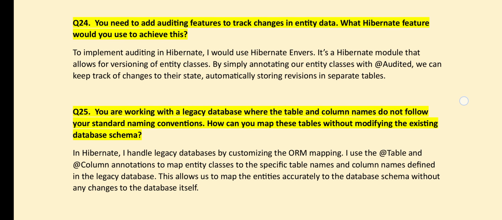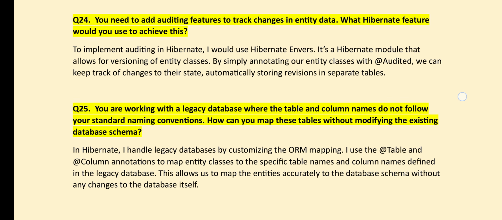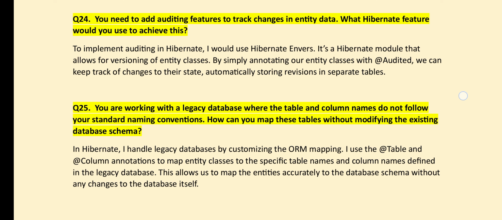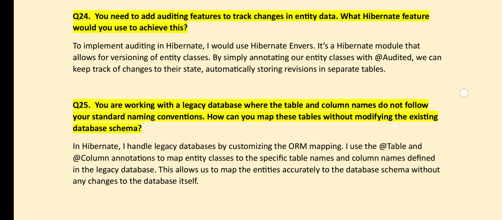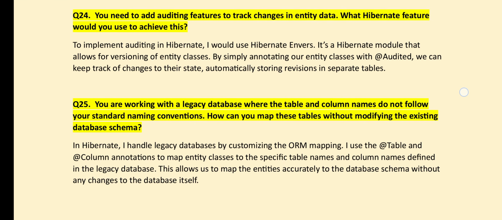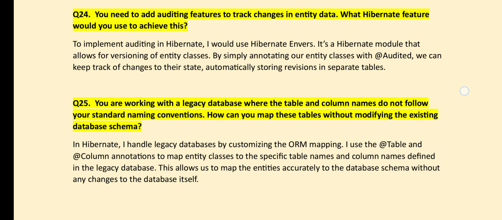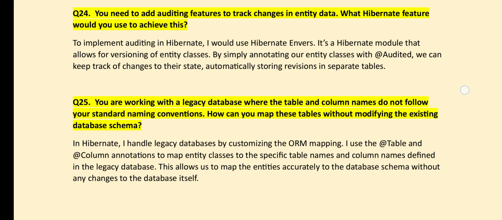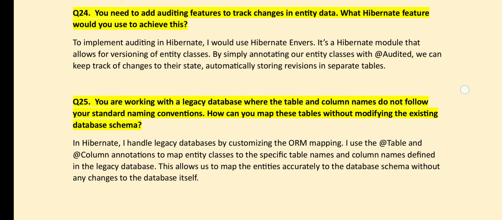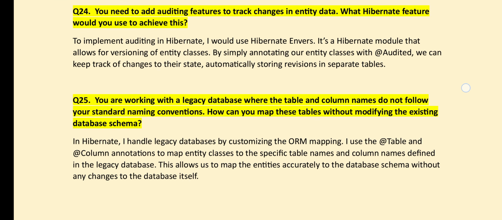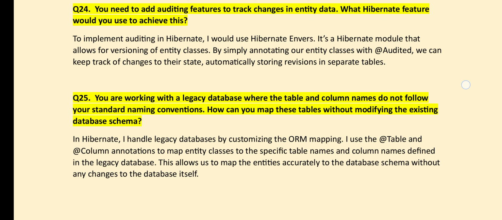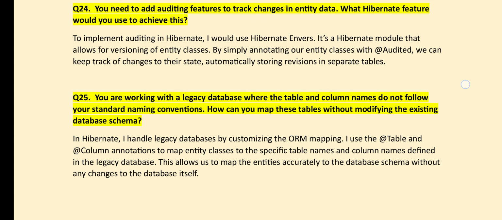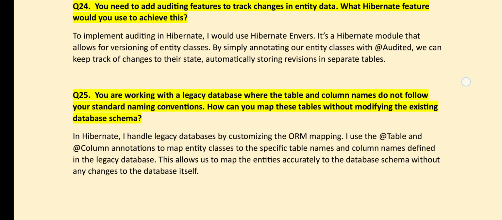You are working in a legacy database where the tables and columns do not follow your standard naming conventions. How can you map these tables without modifying the existing database schema? In Hibernate, I handle legacy databases by customizing the ORM mappings. I use the @Table and @Column annotations to map entity classes to the specific table names and column names defined in a legacy database. This allows us to map the entities accurately to the database schema without any changes to the database itself.